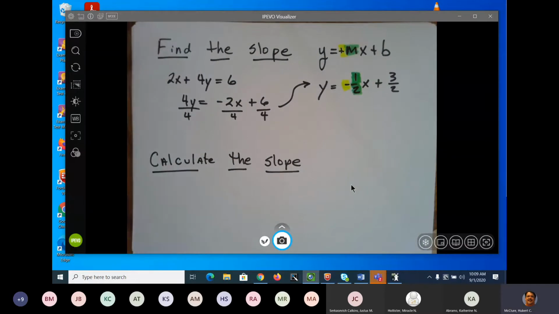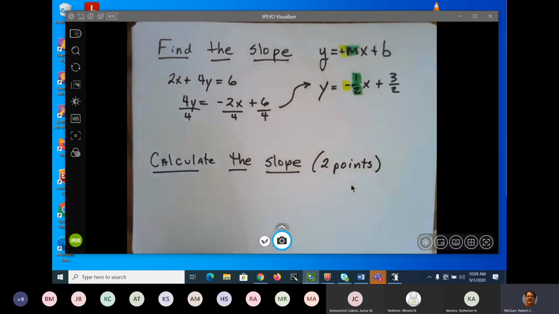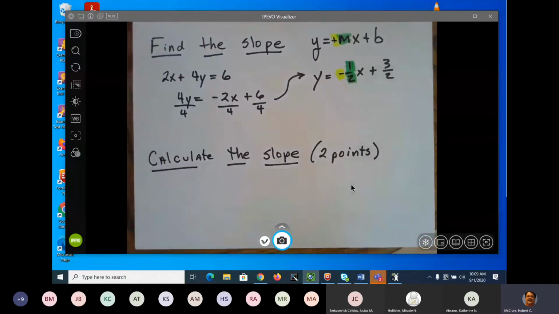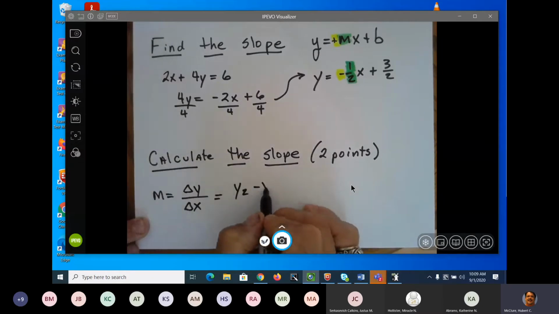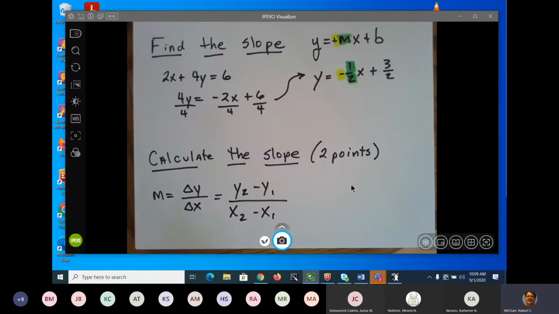Okay. Calculating the slope, however, is when they usually give you 2 points. They might give you 2 points on a graph. They may give you 2 points algebraically, just written out. And you got to calculate the slope. Calculating the slope calls for us to use the slope equation. M is equal to delta y over delta x, which means the change in y over the change in x. And that's the slope equation.